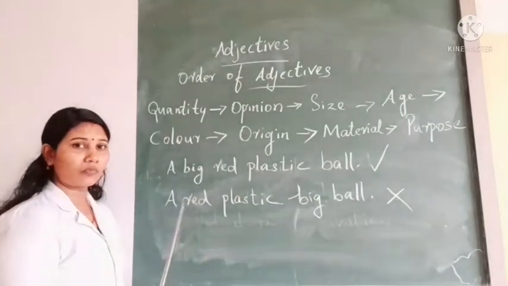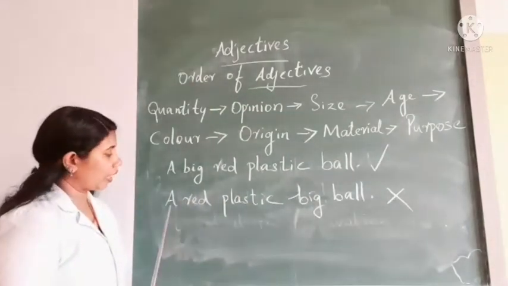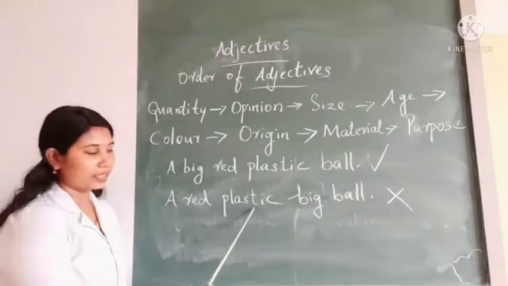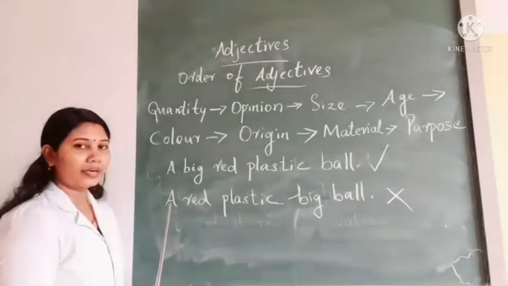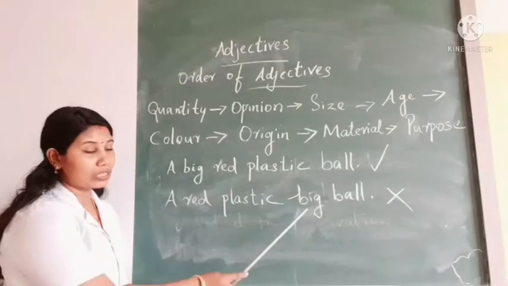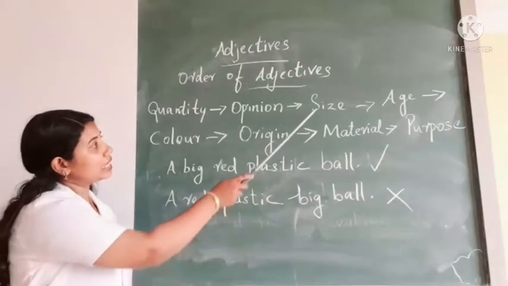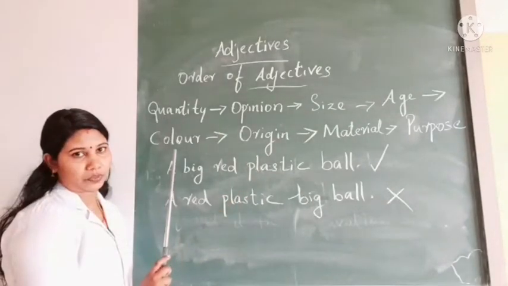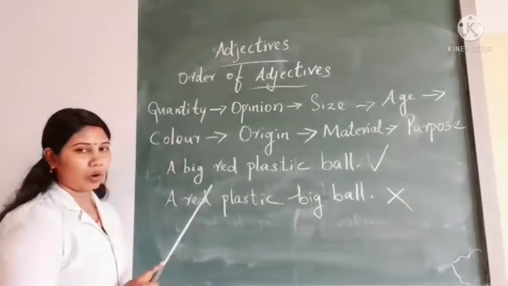Then, what about this? Why is this a wrong sentence? A red. According to the order, after the word a, we have to use big, which denotes the size. Okay. So, what is the order?